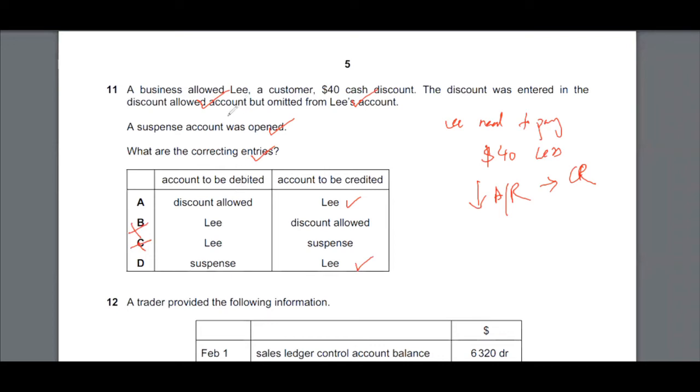The entry for discount allowed has already been made. The question says it. So you can eliminate option A as well. So the answer to multiple choice 11 is actually going to be option D: debit suspense account and credit Lee's account.